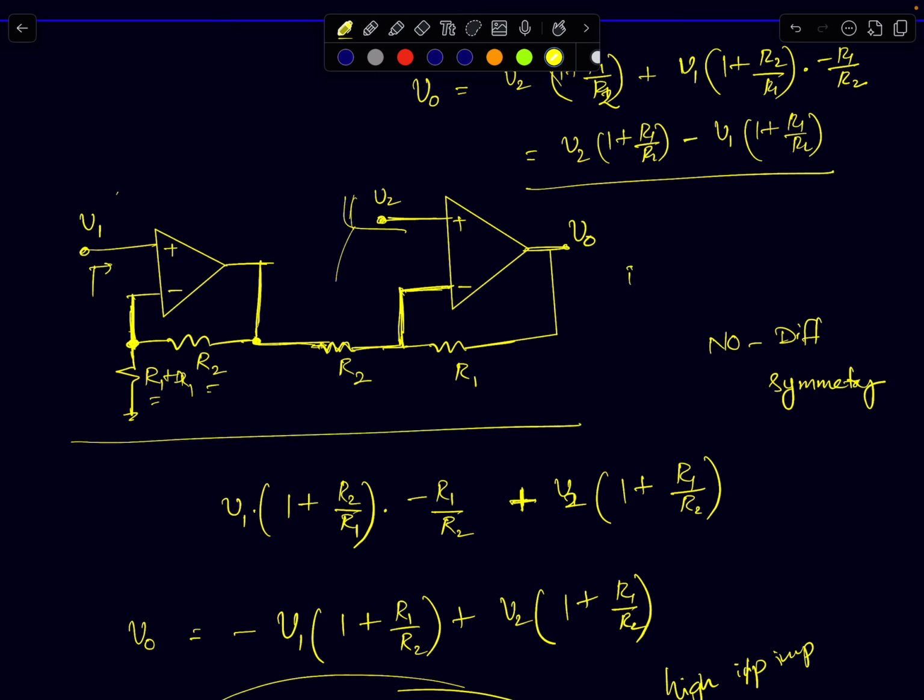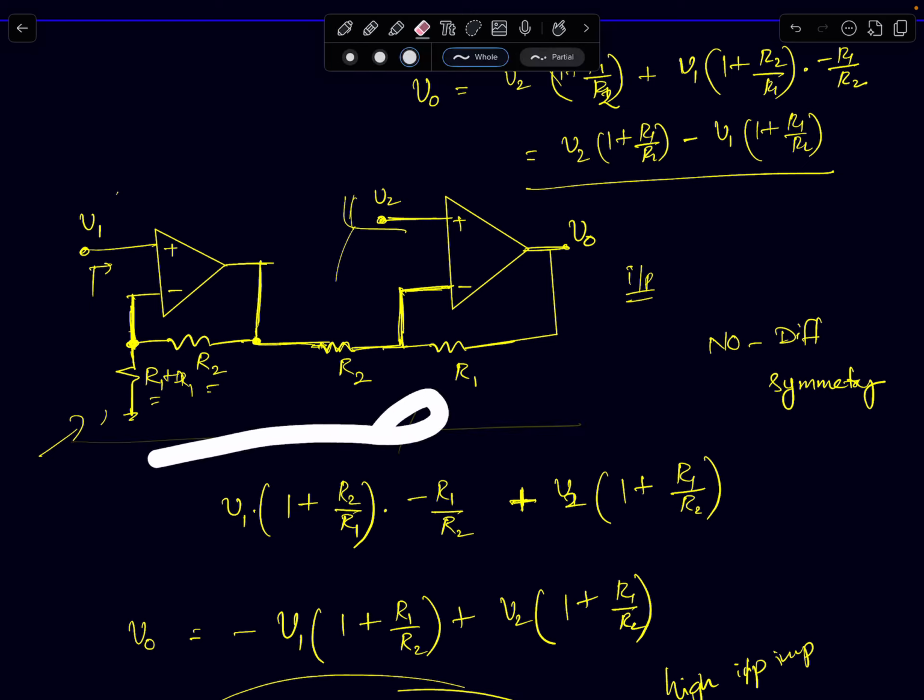Input impedance is good, but third, and most importantly, I cannot have programmability here, because if I have to add programmability, then I'll have to keep two of these resistors external. Apart from that, the main problem here is no differential symmetry.